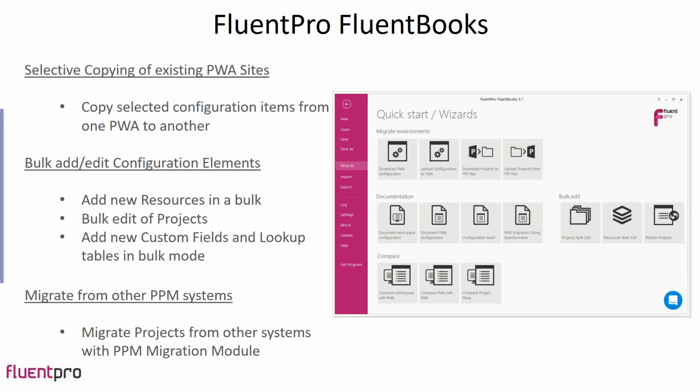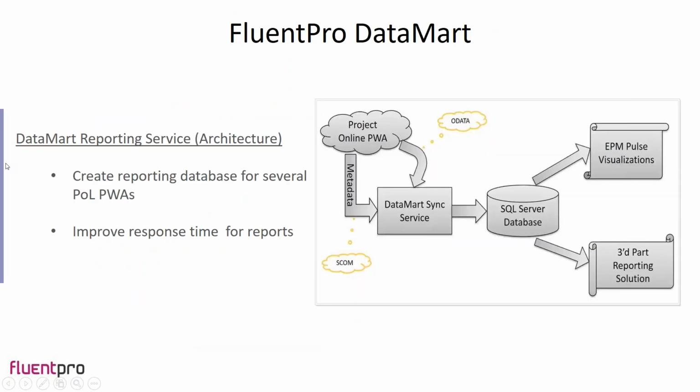So what else can you do using FluentPro tools? If you're working with multiple PWA sites, you can create reports from multiple PWAs and have this information in one place. And for this purpose, you can use our reporting tool DataMart. On this slide, you can see the DataMart architecture, how it works from the inside, so to say. And the main idea of DataMart is that it provides the on-premise replica of Project Online data.